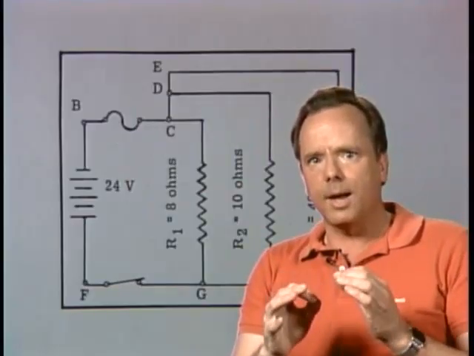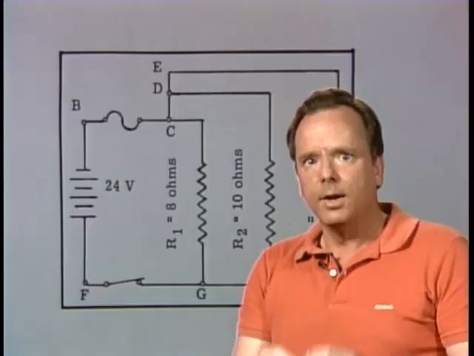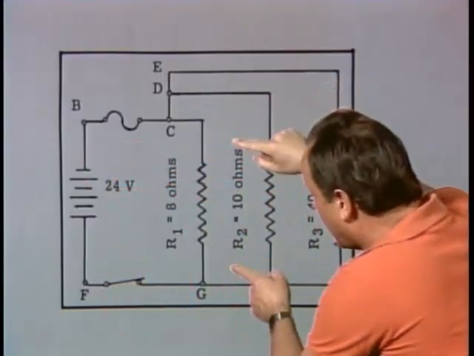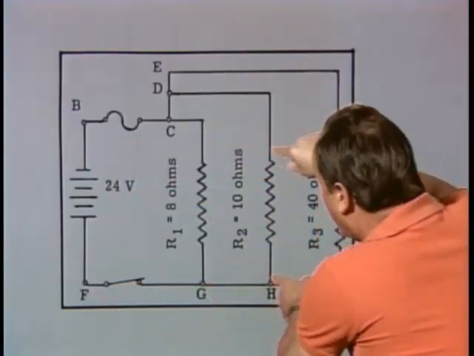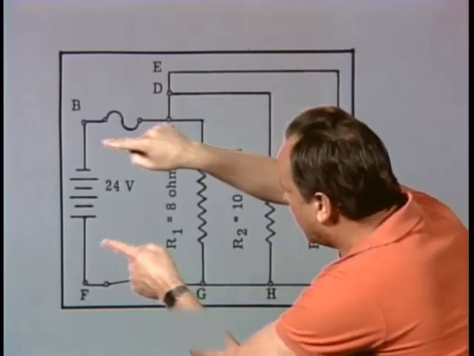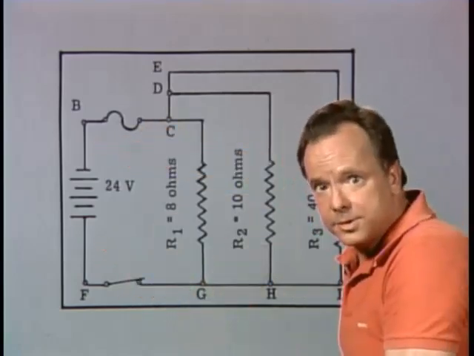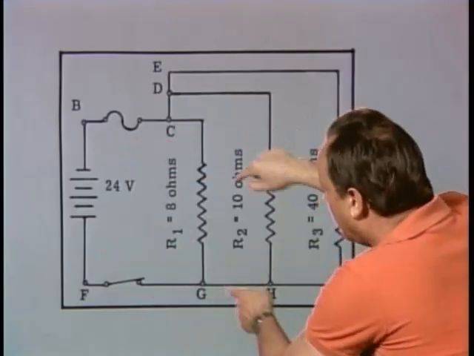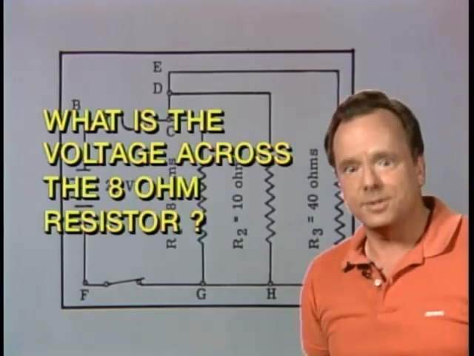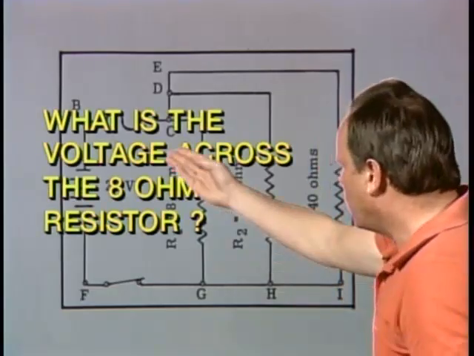Now, let's take a look at another question. And to do that, let's take a look at figure 11 again. Now, let's take a good look at this before we get started. First of all, notice you have a 24-volt battery here, and you have 3 resistors, and they are in parallel. In other words, there are several paths for the current to take, 3 different paths in this particular case for the current to take.